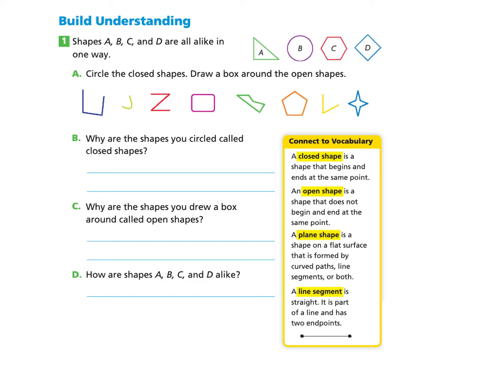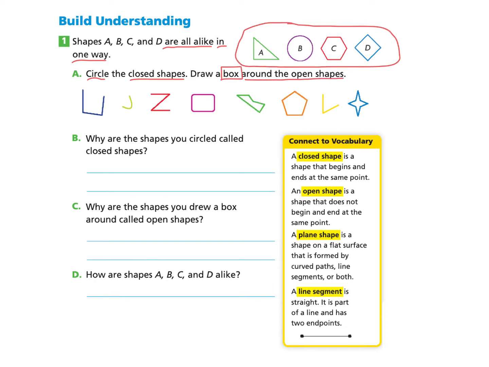Shapes A, B, C, and D are all alike in one way. Alike means the same. Take a moment to look at those 4 shapes. Maybe think about, what do you see? How do you see that they're alike? All right, let's take a look at part A. Circle the closed shapes and draw a box around the open shapes.